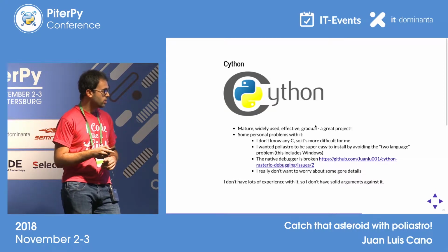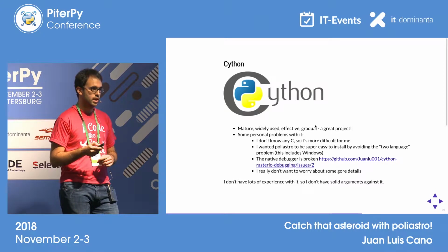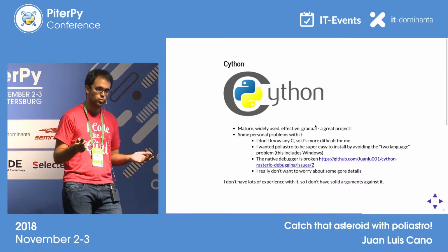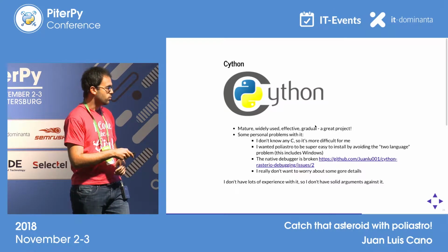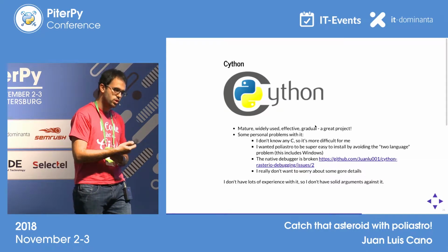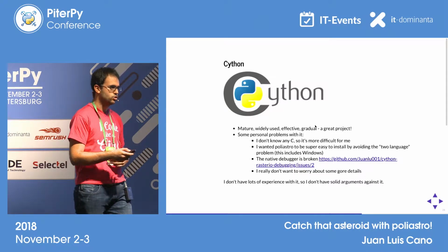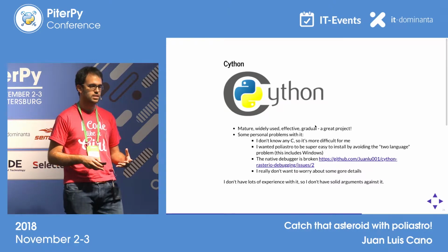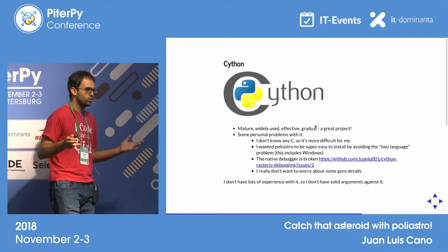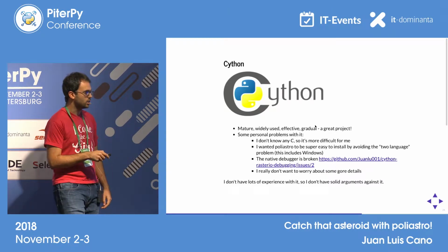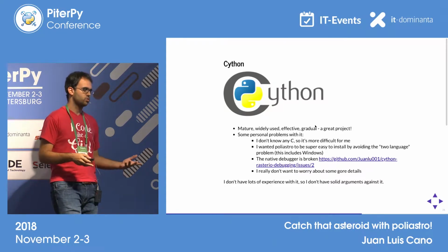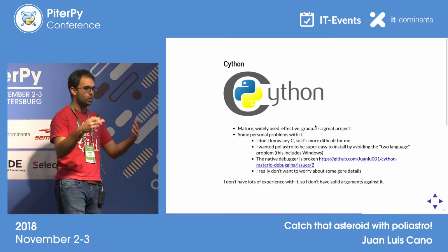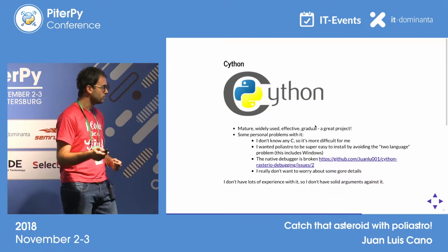Then the native debugger of Cython is broken, and the core developers don't seem to care too much about it. I have a repository where I tried to configure the debugger to work properly, and also I wrote a message to the mailing list, and nobody's answering me. So I don't know what to do with this. You can debug on the C side, but you cannot debug the Cython code itself. So for me, this is a big limitation, especially while I'm learning, you know.